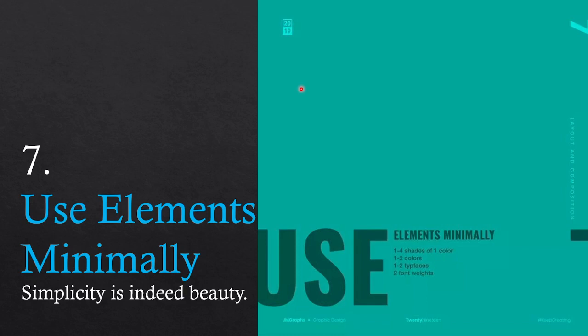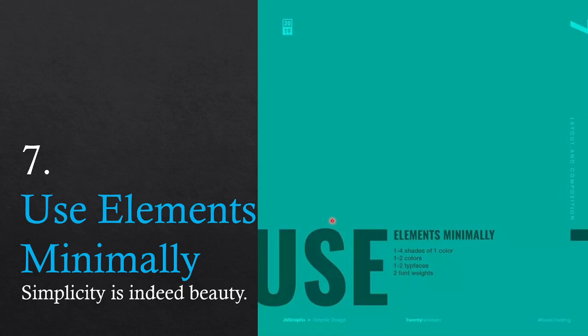So as a graphic designer, it's not enough to add lots of colors to get attention, like adding many nice colors. So it's good. However, as a graphic designer, we should always use the elements minimally. What do you mean by that? We need to use only 1 to 4 shades of one color. So we say shades of color. For example, if you have yellow, you can use darker yellow, you can use lighter yellow, and so on and so forth. That's why you call them shades.